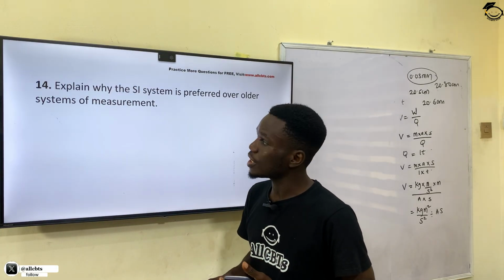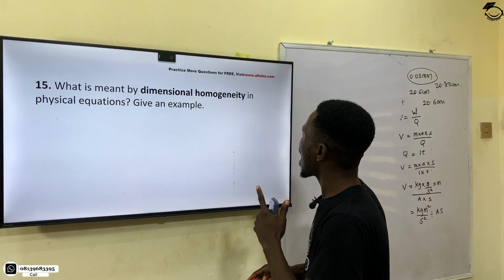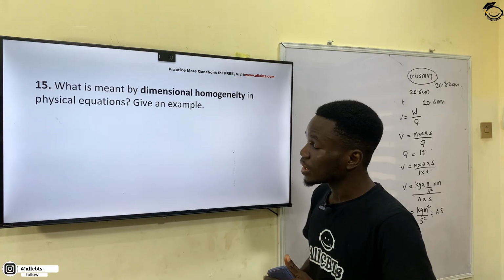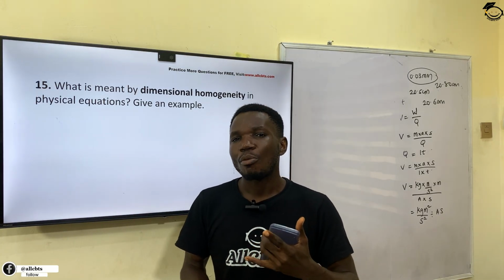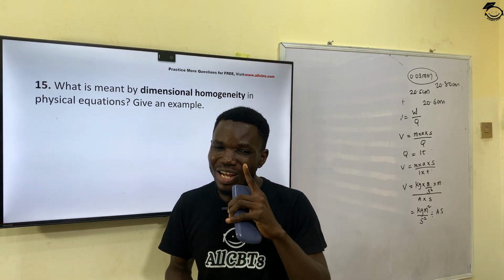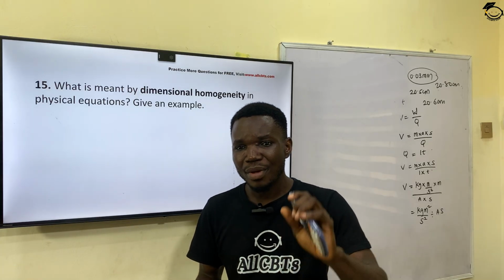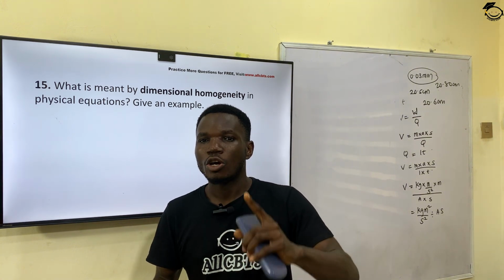Question number 15 says, what is meant by dimensional homogeneity in physical equations? Give an example. Dimensional homogeneity is simply saying that all the terms must have the same dimension. So when all the terms of an equation have the same dimension, then we say it is dimensionally homogeneous.